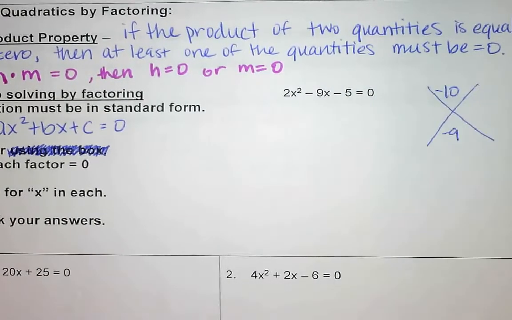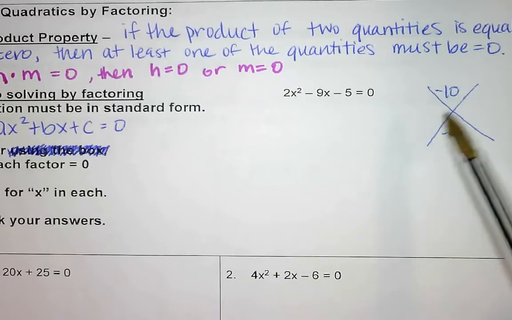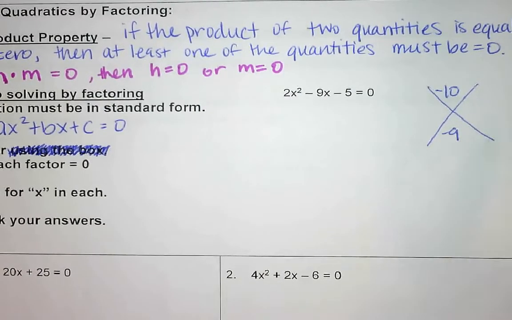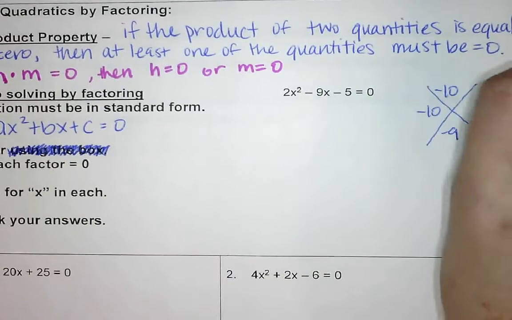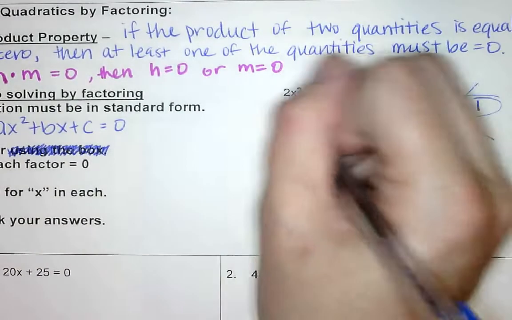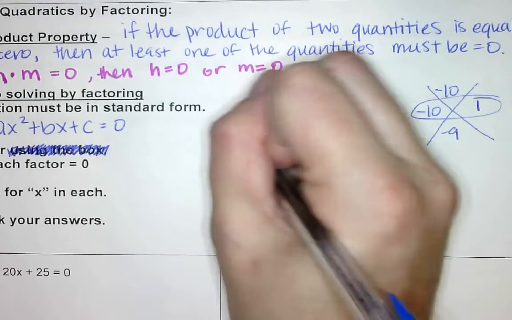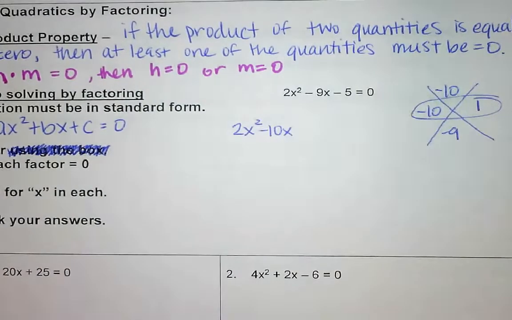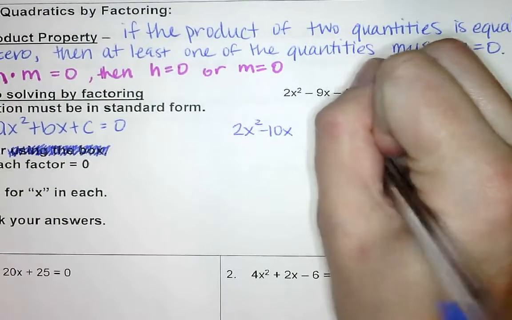Negative 10 and 1. So those are our two lovely terms that we're going to use to split the middle. So I'm going to rewrite this as 2x squared minus 10x plus 1x minus 5. So that negative 9x, we just split that middle term up. Do y'all feel good about that? Is this ringing any bells?